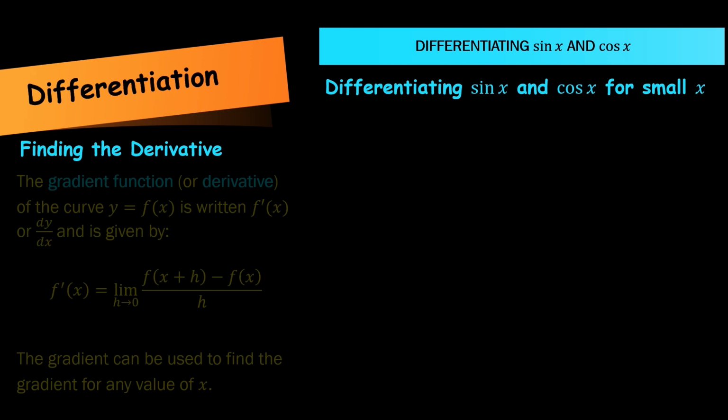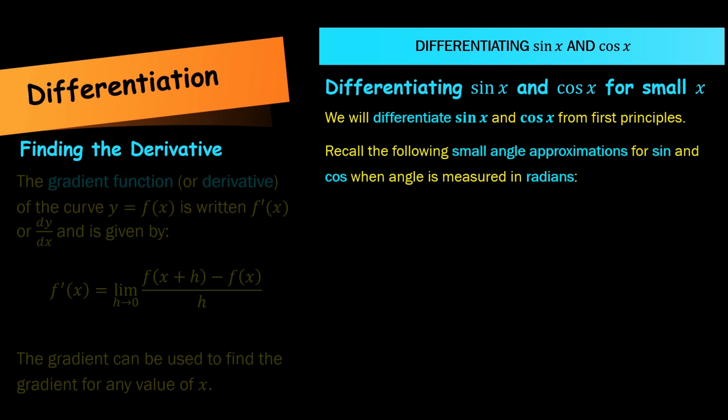We will look at this in the context of differentiating sin x and cos x for small x. We begin by differentiating sin x and cos x from first principles. Let's recall the small angle approximations for sine and cos when angles are measured in radians.